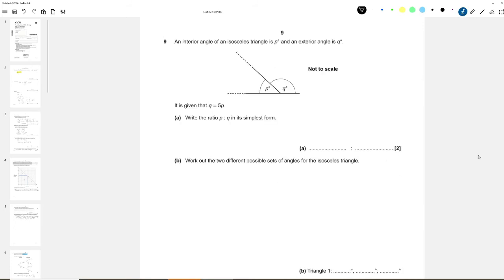9. An interior angle of an isosceles triangle is P, and an exterior angle is Q. It is given that Q equals 5P. Write down the ratio of P to Q in its simplest form. Now I need to just think about how the ratio will work. Now I know that Q is bigger than P. So for example, if P was 1, Q would be 5, because it's 5 times bigger. So my ratio would be 1 to 5.